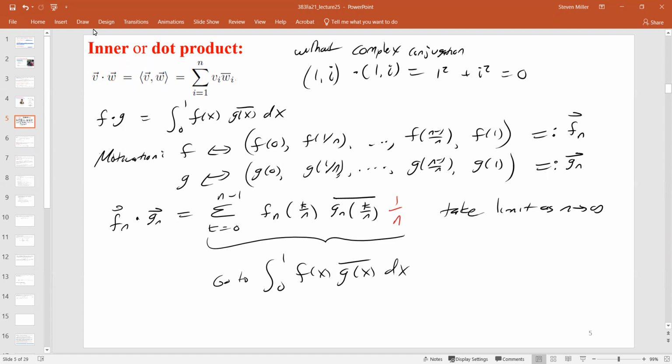How many people have seen a motivation like this before? Or at least some people have seen this motivation. So this is a good way to justify why we are using this as our definition. It's a nice way to just extend what you've seen in the finite dimensional setting. And by putting in this factor of 1 over n, it's going to have nice convergence properties, at least if the function f is continuous and g is continuous.